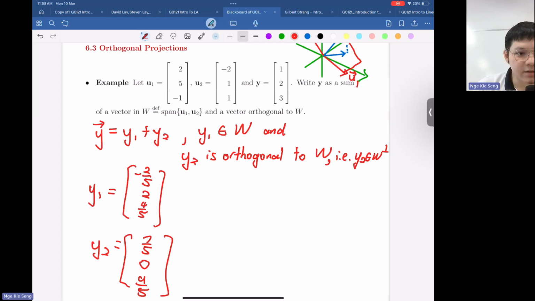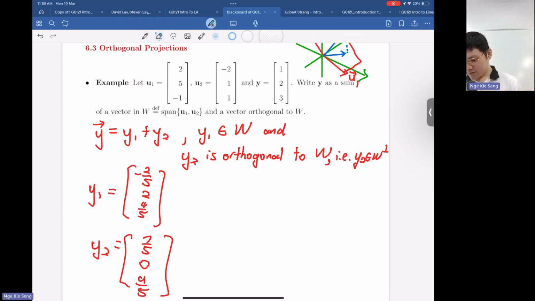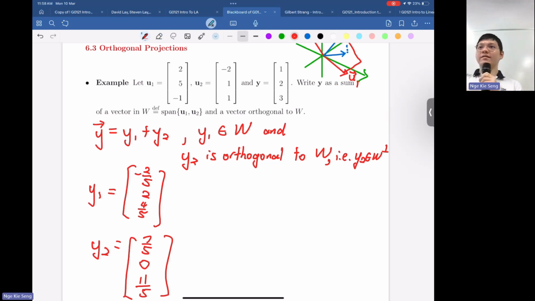Okay, let me see. Correct. Which one? Last one is 11/5. Anyone got a different answer or not? Same. You also get the same? You get the same? Then my solution is wrong. Let me see. Sorry? Last one should be 1/5.